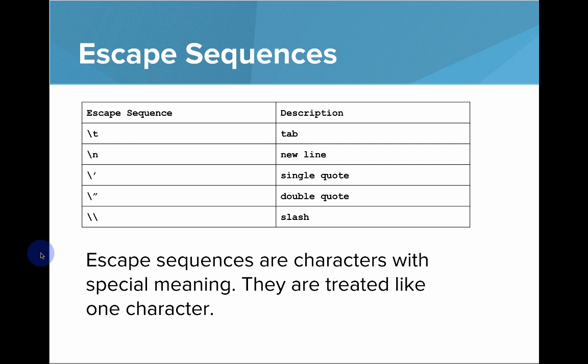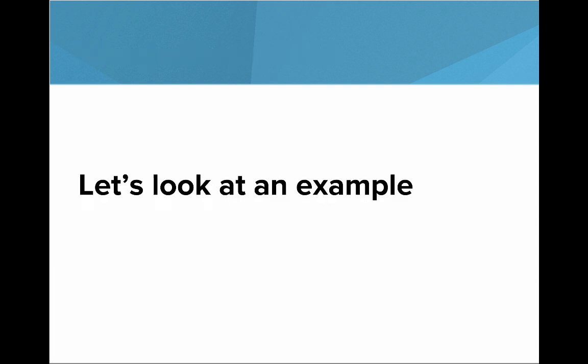Escape sequences are characters with special meaning, and they're treated like one character. There's a handful of escape sequences, but we'll just focus on a few. Backslash t is a tab, backslash n is a new line, backslash single quote is a single quote, backslash double quote is a double quote, and backslash backslash is a backslash. Let's look at an example to see why we might need this.